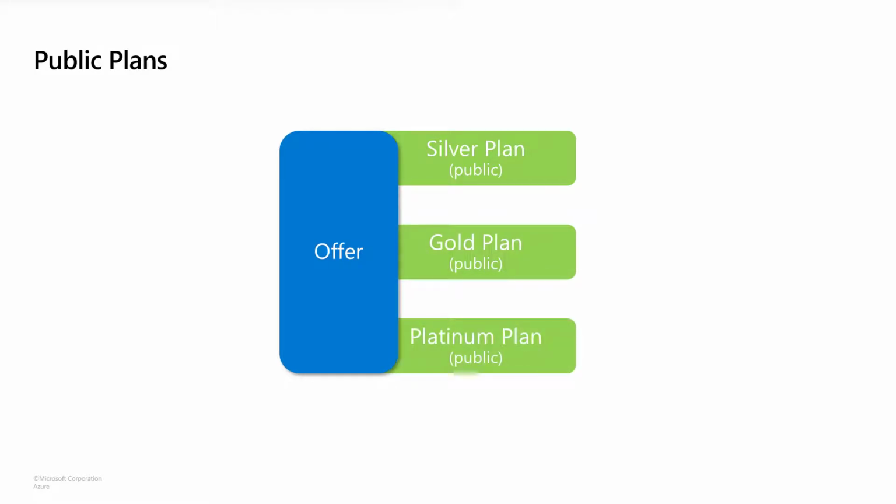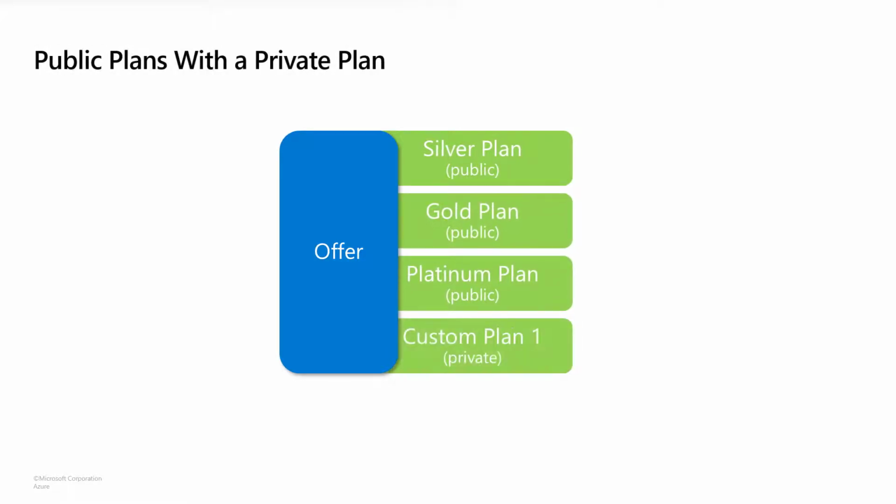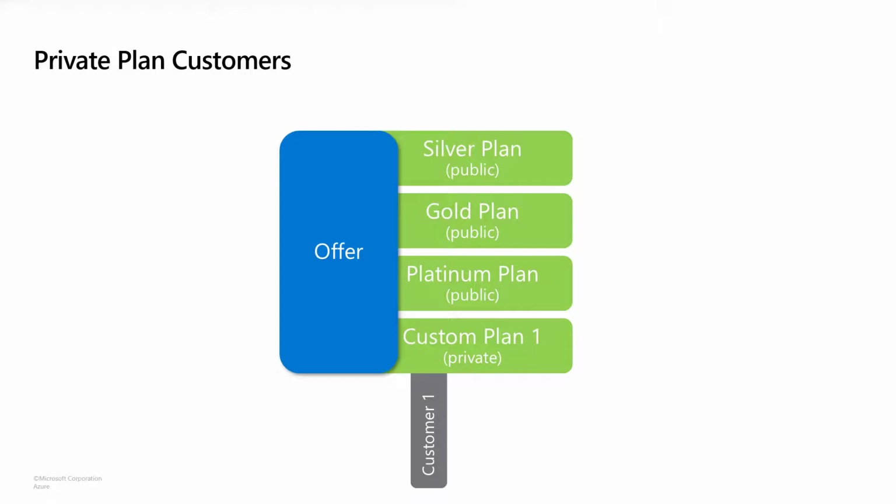Here we have three public plans. What happens if we want to add a private plan? The short answer is that we just create one on Partner Center and make it available to our customer. We'll see how to do this. Then we assign a customer to the private plan so they can see and buy it in the Azure portal.